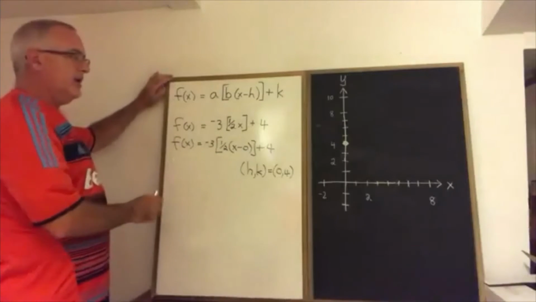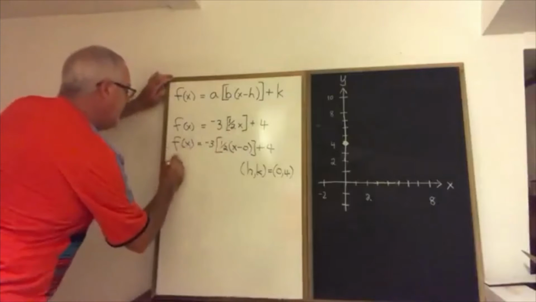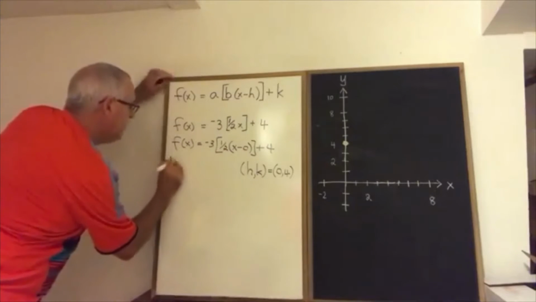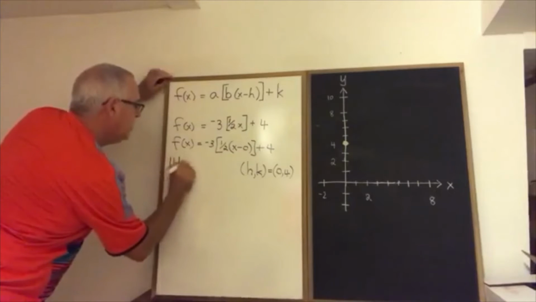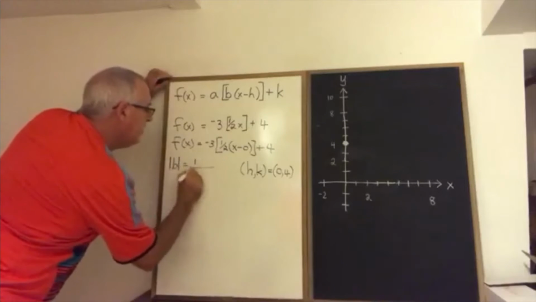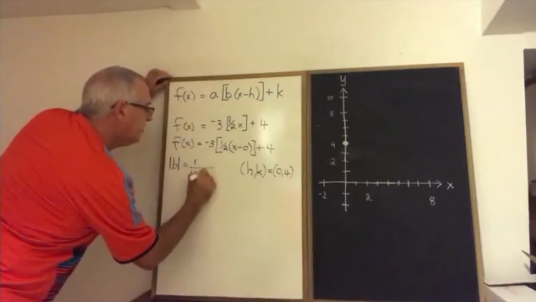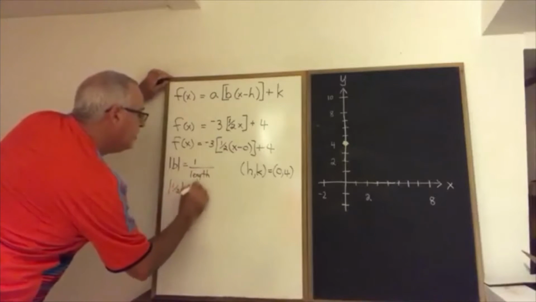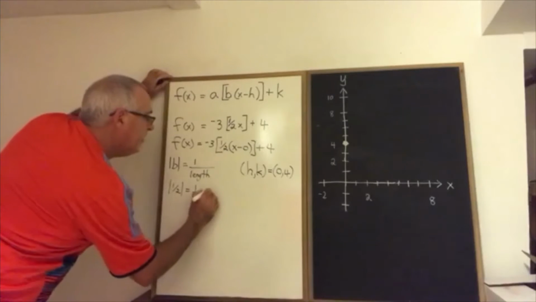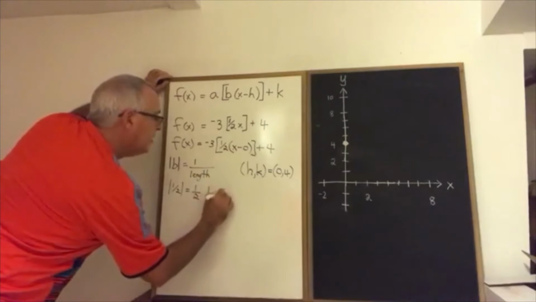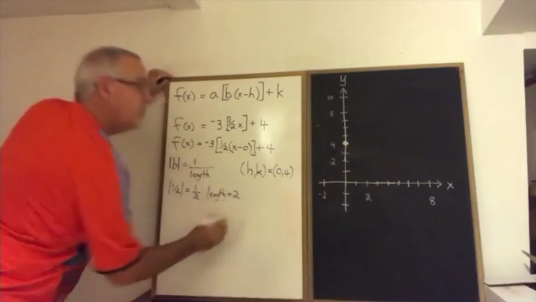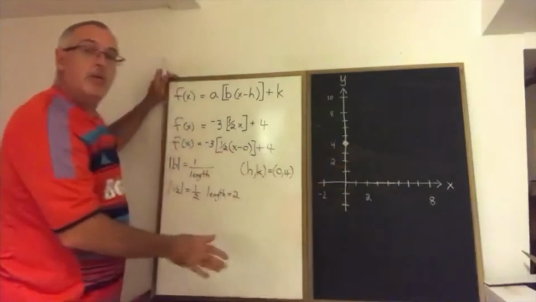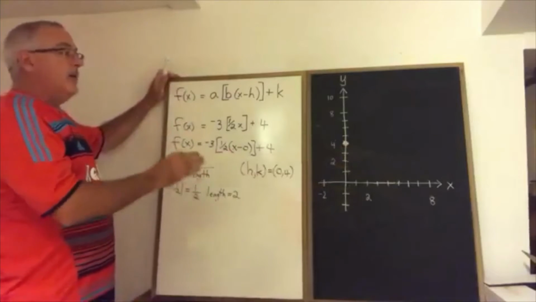The next thing to do is to look at parameter b. b equals 1/2. We have to know that the absolute value of b is equal to 1 over the length of the steps. The absolute value of 1/2 equals 1/2. Therefore, the length of steps is 2. I'd like to start drawing my steps at this point, but I don't know yet the height of the steps.